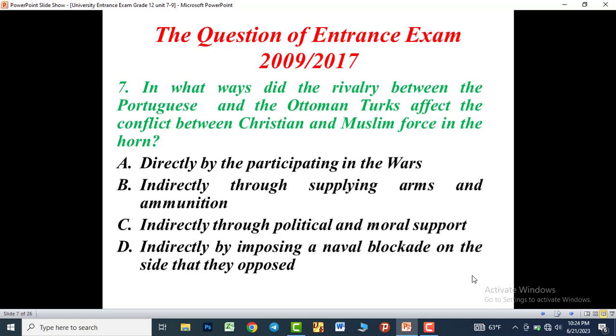Now, the two world superpowers interfered in the internal affairs of the Ethiopian region in the name of religion. The Ottoman Turks began to directly support the Sultanate of Adal, and the Portuguese began to give direct military support to the Christian kingdoms. Based on this explanation, the answer to question number 7 is A.